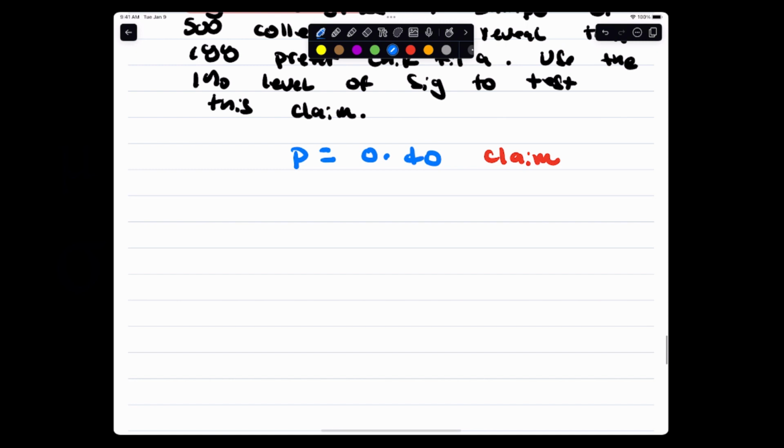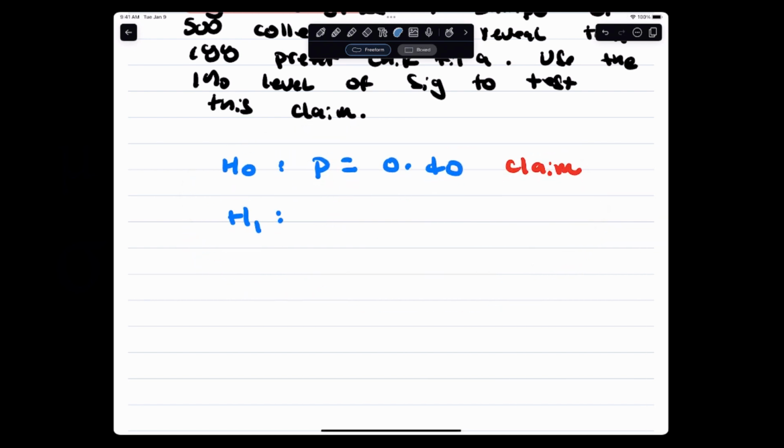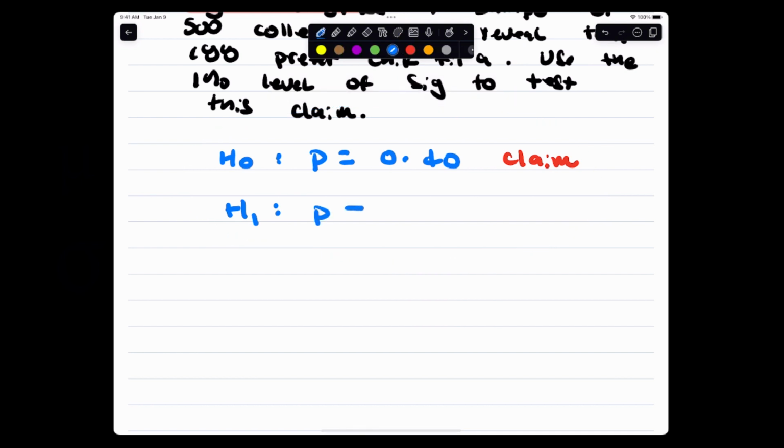So when you set up your hypothesis again, where does that belong? Is that a null or is that an alternate? How do you know it's a null? That's right, the condition of equality. Good job. Now, what's the opposite of that statement? Not equal to 40.